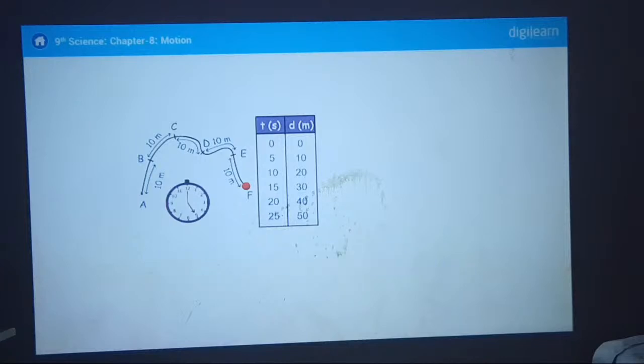Time in seconds, distance traveled in meters. At time 0, body is at A, distance traveled is 0. At time 5 seconds, body is at B, distance traveled is 10 meters. At time 10 seconds, body is at C, distance traveled is 20 meters. At time 15 seconds, body is at D, distance traveled is 30 meters. At time 20 seconds, body is at E, distance traveled is 40 meters. At time 25 seconds, body is at F, distance traveled is 50 meters.